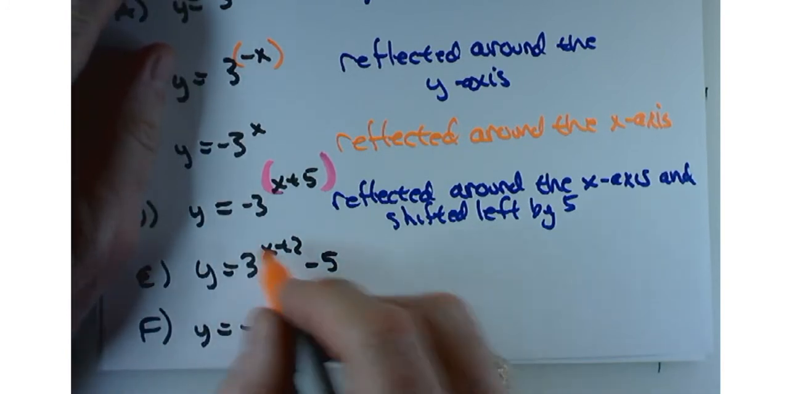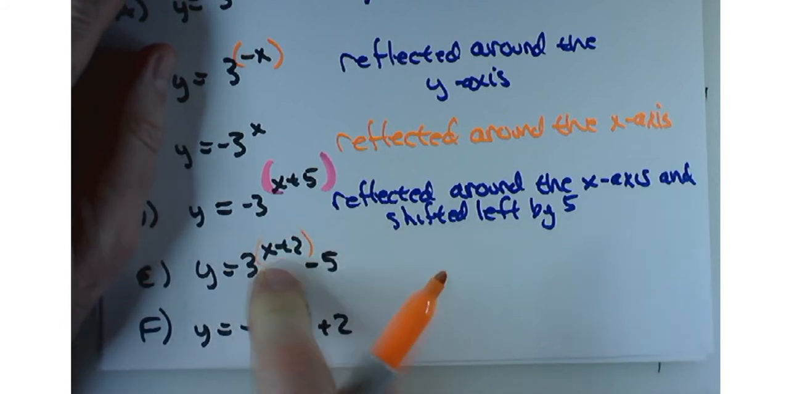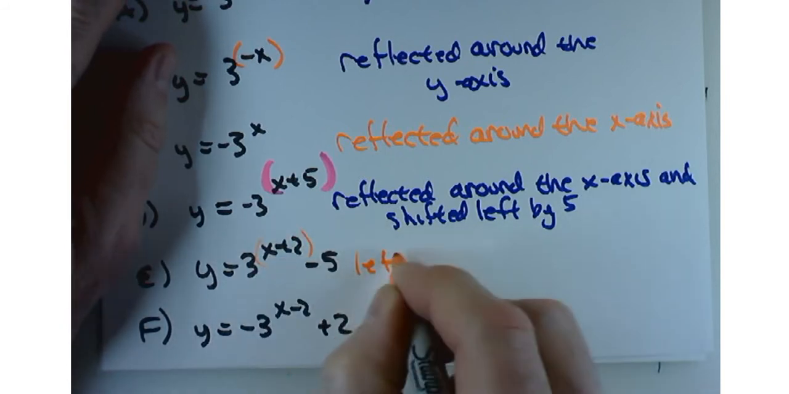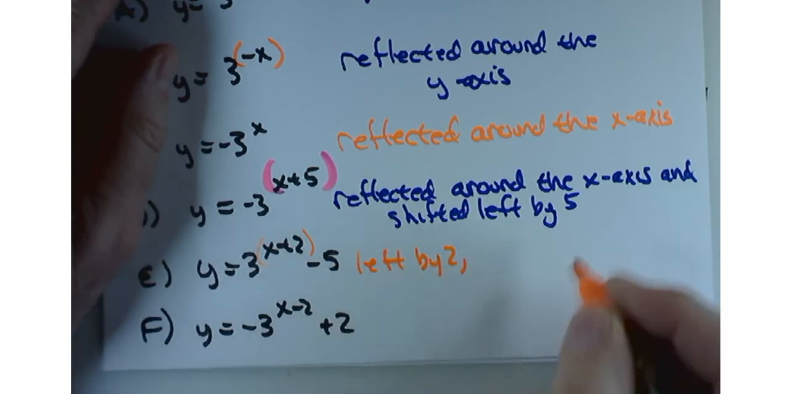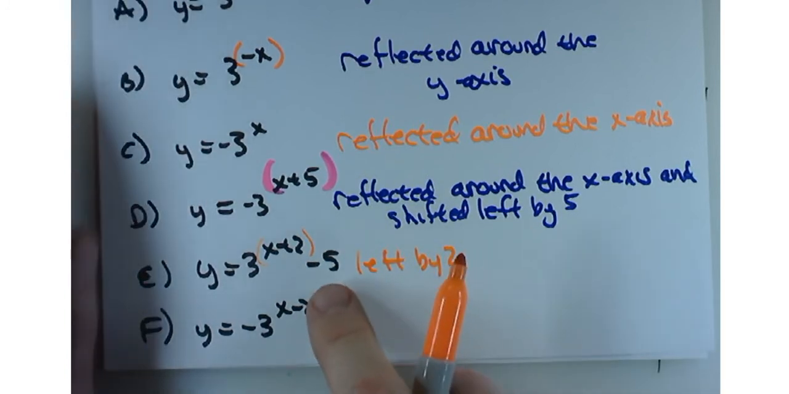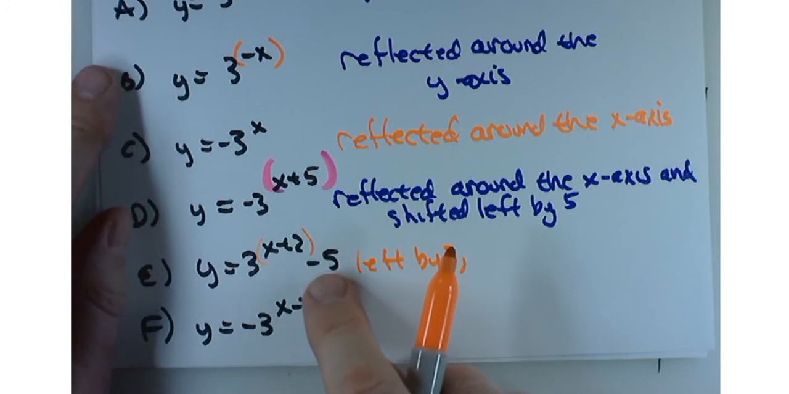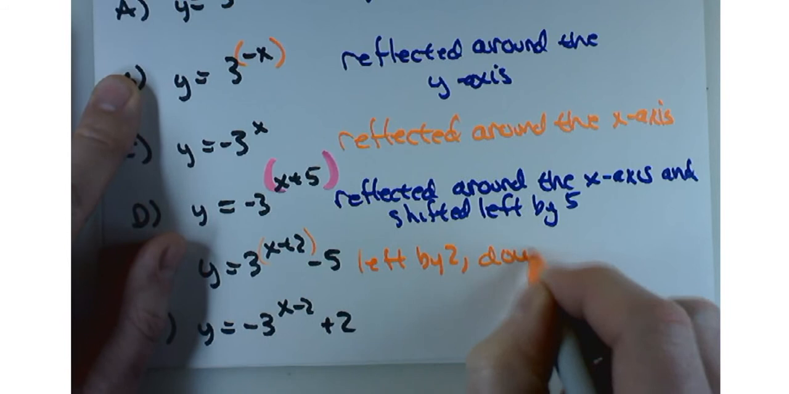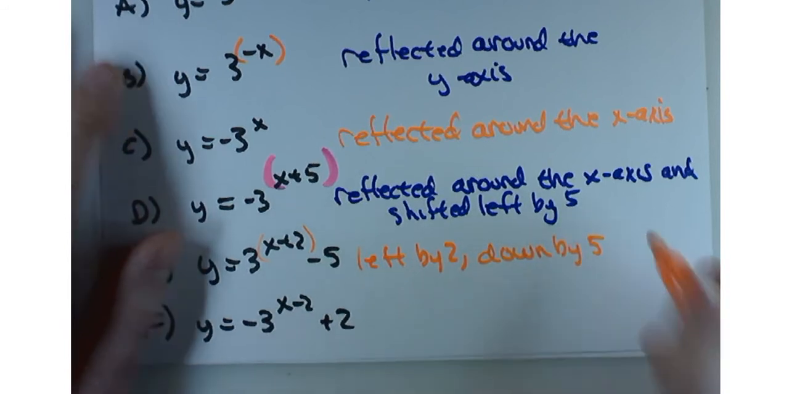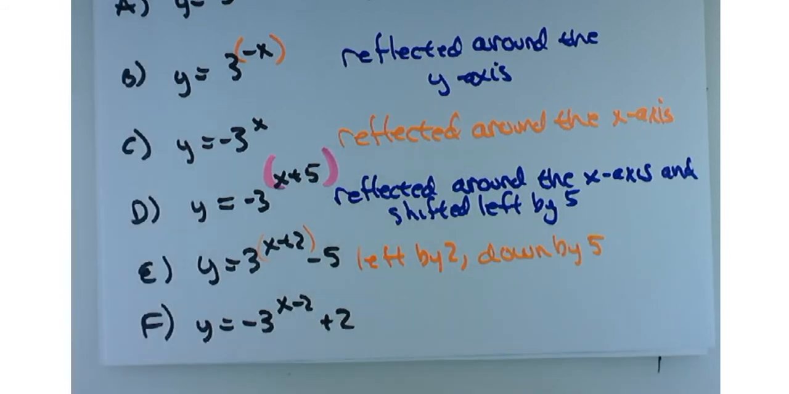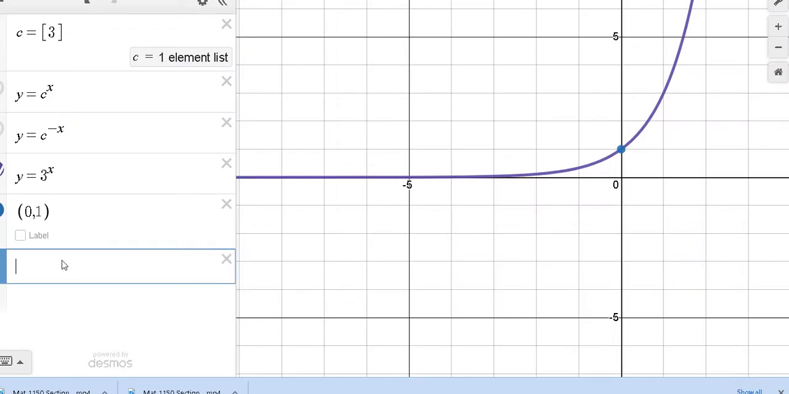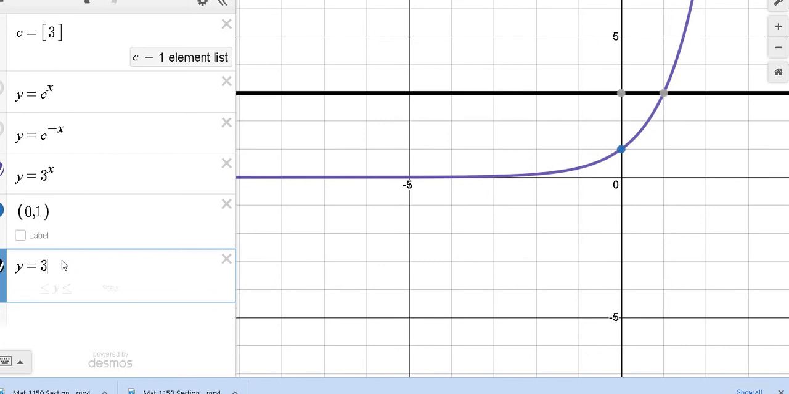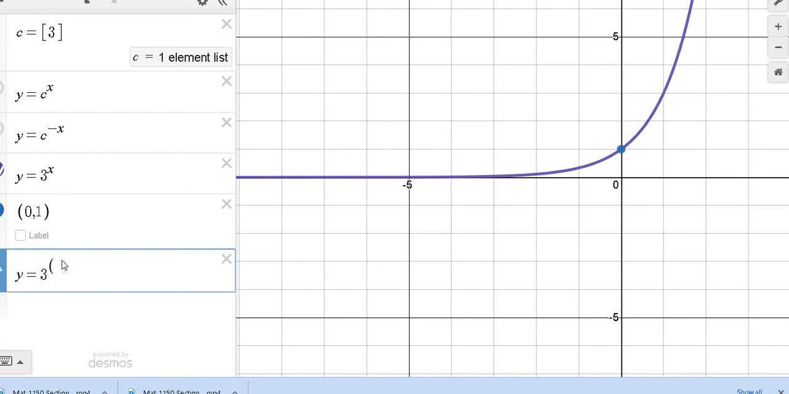What's one of them, Maggie? Left by 2. And one else. What's the minus 5 going to do? Down by 5. Nice. So left by 2, down by 5. Let's see both of those things happen. So y equals 3 raised to the x plus 2. All right, so that was shifted left by 2.